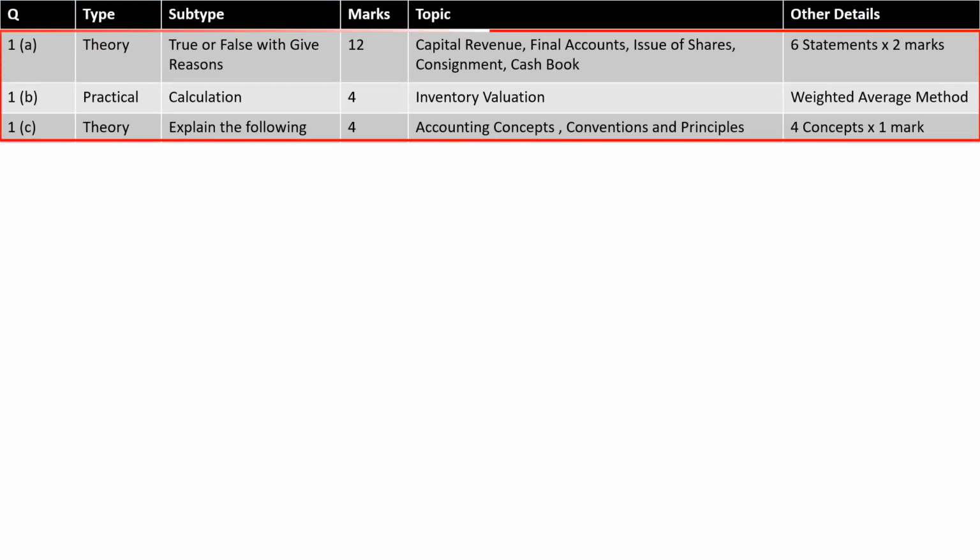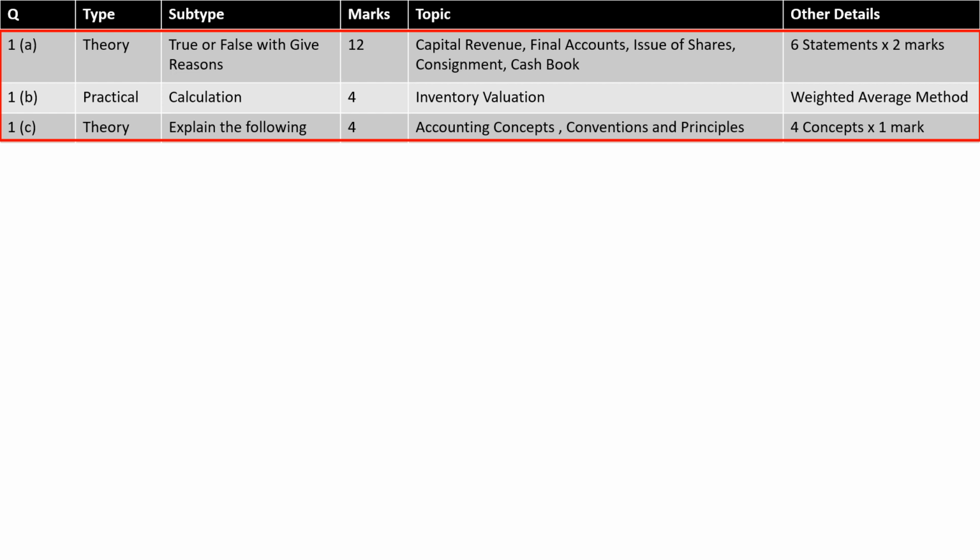Now the first question was having three sub questions. So question number 1A, B and C. It was divided into practical and theory. Question number 1A was a theory question. Question number 1B was a practical question. And question number 1C was a theory question.